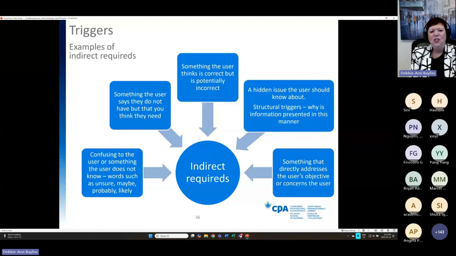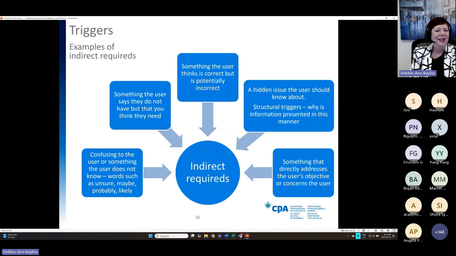Something the user says that they do not have, and you think, "Oh, but that's important." Again, that's the trigger. Something the user thinks is correct. "I recorded the revenue for that signing bonus as soon as we got the money in." And you're sitting here going, but that contract's over 3 years. That's not correct. There's a hidden issue the user doesn't know about and should.